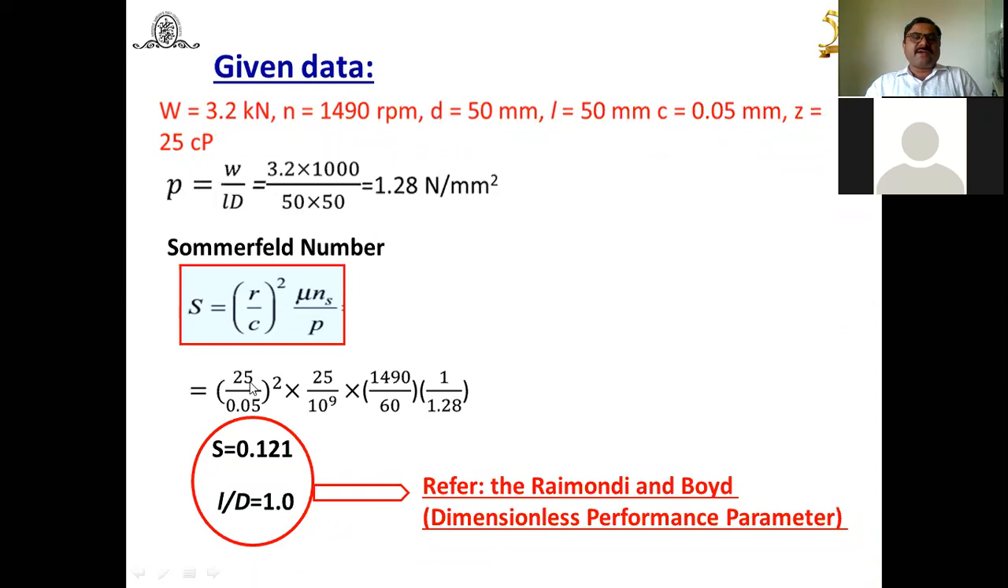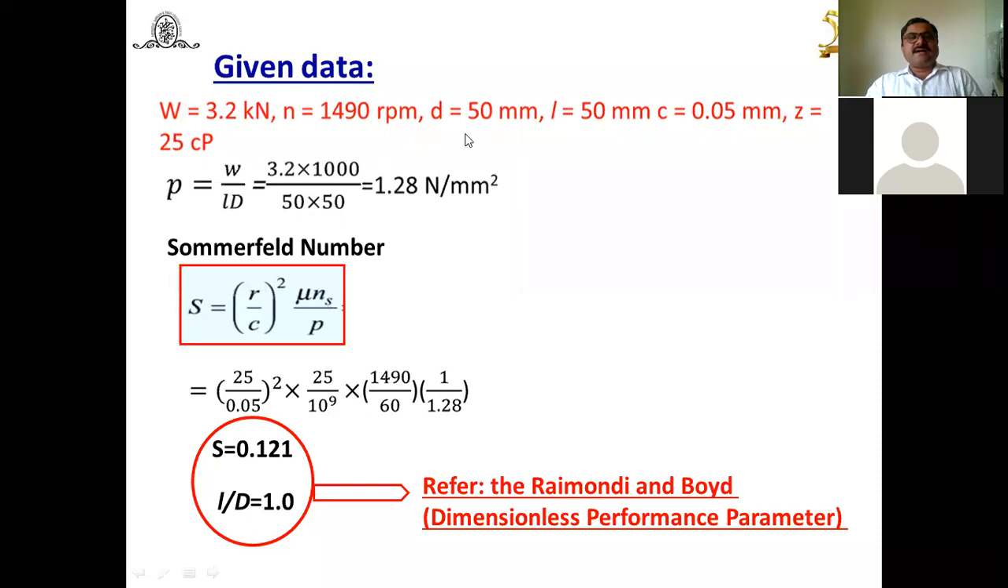You will get R equal to 25. C, the clearance, is given as 0.05 mm. You can substitute here. Mu is also given in centipoise, so you have to convert that. For centipoise, you already know the conversion from fluid mechanics: multiply by 10 raised to minus 9. That's why it is 25 upon 10 raised to 9.